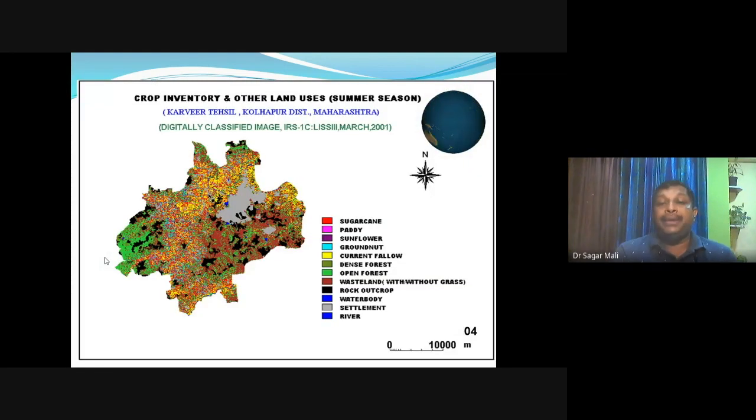This is the crop mapping in Karvir Tehsil, Kolhapur district of Maharashtra. Here, along with remote sensing, GPS technology is used to identify the particular crop, and based on that, supervised classification has been done to identify which crops are there, and the quantity and the distribution of the crop we can see. Once we get the distribution of the crop, we can easily estimate how much production will be there in a particular area.